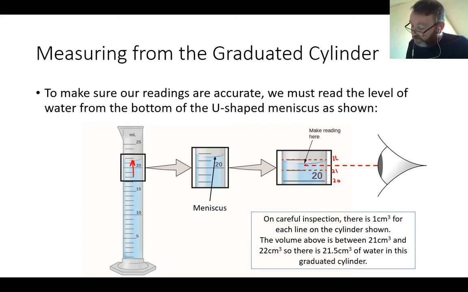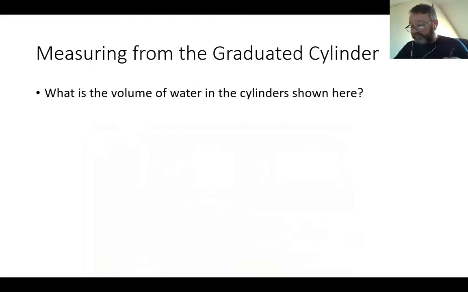So now, what do I notice? The bottom of the meniscus, you have to remember that word, there it is. That's the bottom of the U shape, is halfway between 21 and 22. So I'm quite happy to say that the volume of water in that graduated cylinder is 21.5 centimeters cubed. Now notice, we don't have any smaller units between the 21 and 22, so you kind of have to guess. But it's okay, because it is fairly accurate if you give 21.5 as the volume in that graduated cylinder.